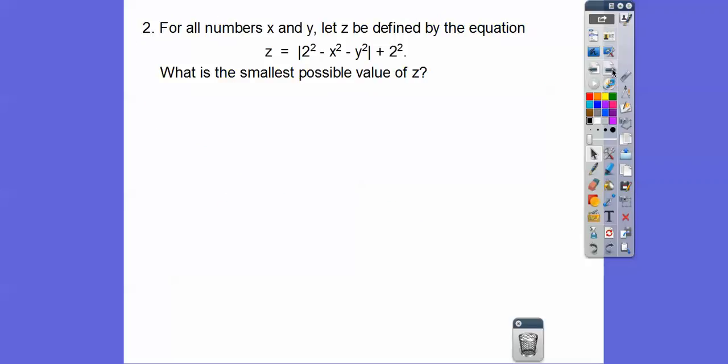For all numbers x and y, let z be defined by this equation. z equals the absolute value of 2 squared minus x squared minus y squared plus 2 squared.